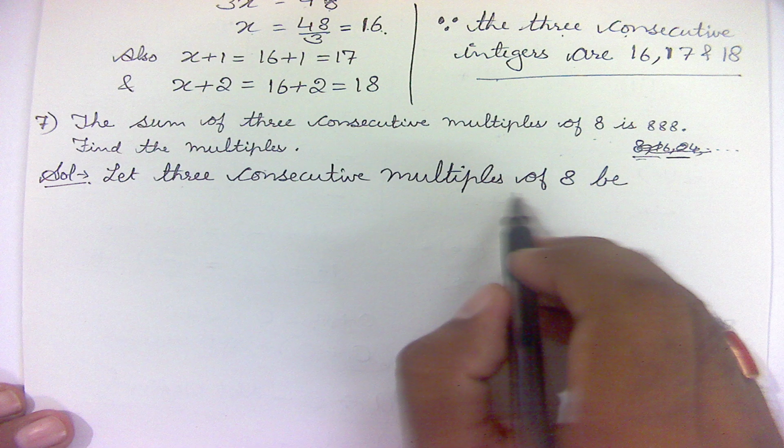Hence, 3 consecutive multiples of 8 are 288, 296 and 304. So this is what we have for today.